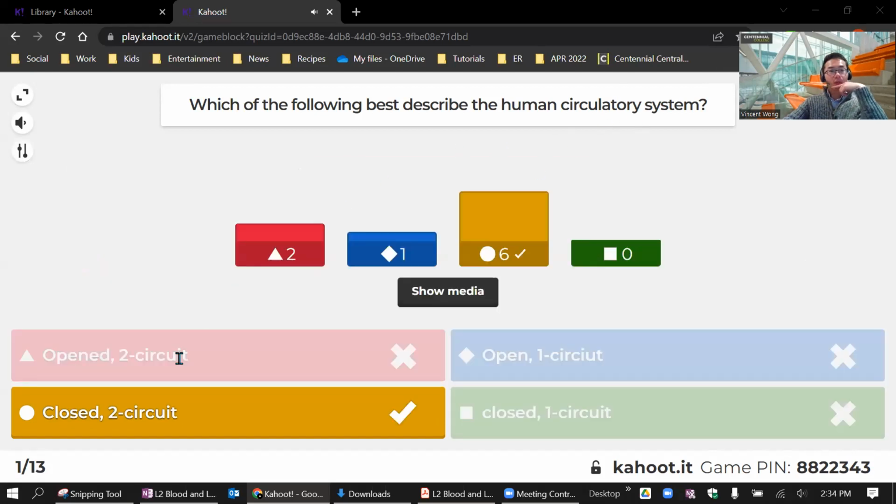Yeah, the human circulatory system is closed because the blood stays inside the vessels at all times, and it's two circuits. We have the systemic circuit, and we have the pulmonary circuit. Okay, very good. Next question.